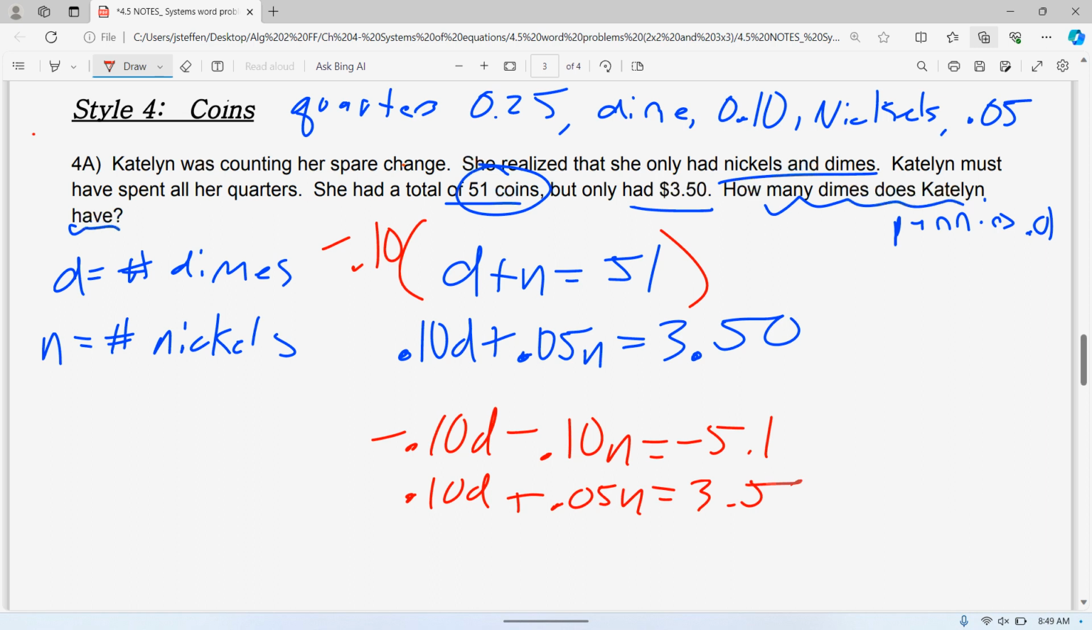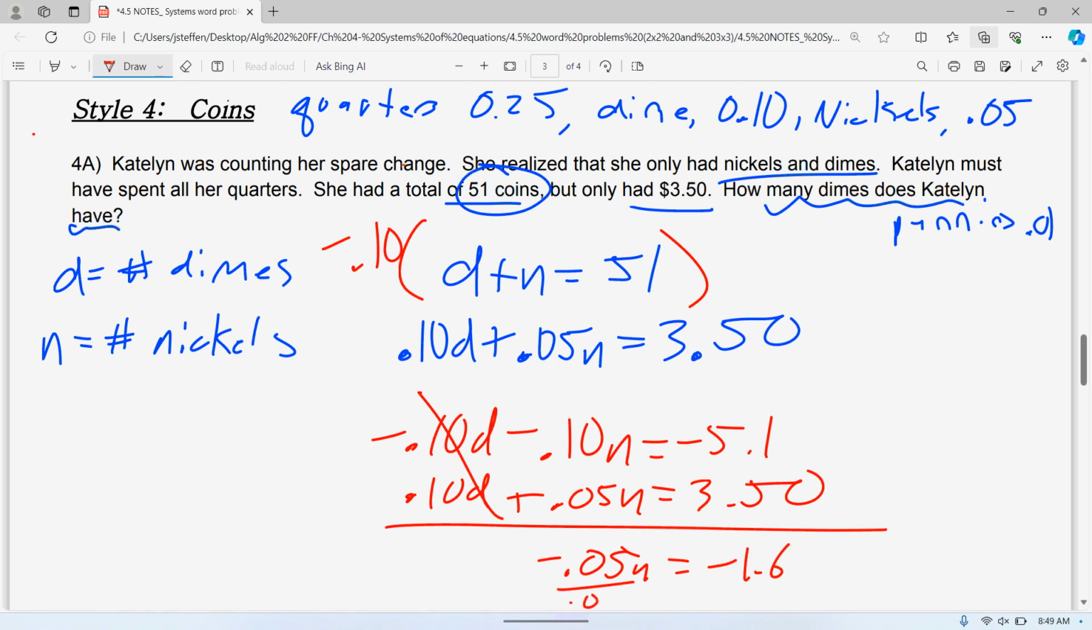Now all of a sudden, to use elimination isn't too bad. Your D's cancel, and everything else, yeah, you have decimals, but you also have a calculator that does have a decimal button. So negative 0.10 plus 0.05, put in your calculator. That gives me negative 0.05 N. Then 0.1 plus 3.50 is negative 1.6. And then you just divide both sides by negative 0.05.